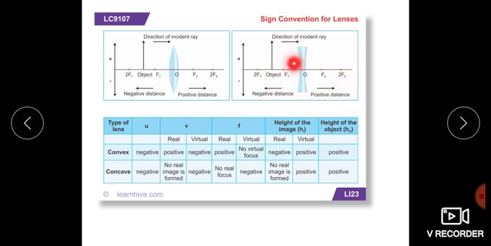And for the heights measured, up is positive and down is negative. So basically we have these sign conventions. Whenever we are going to solve the numericals, we must follow these sign conventions. We will see the numericals in part 3.